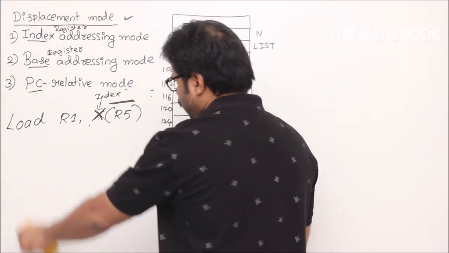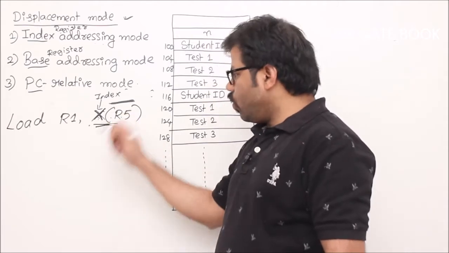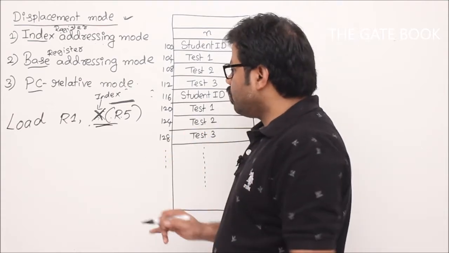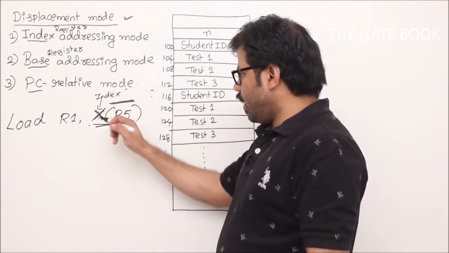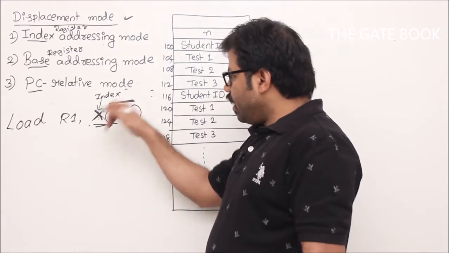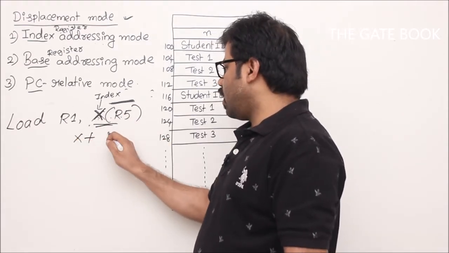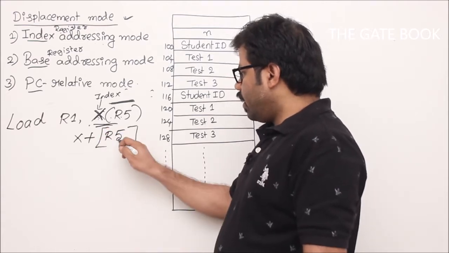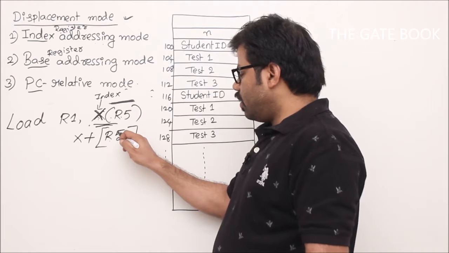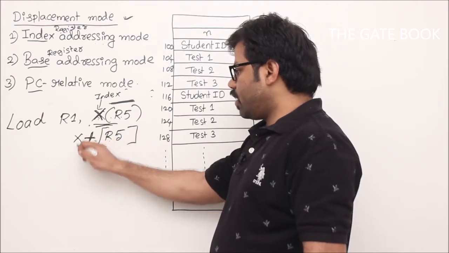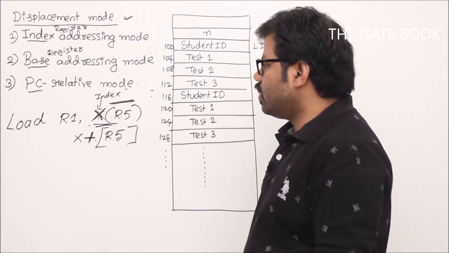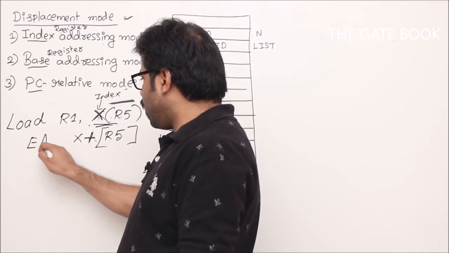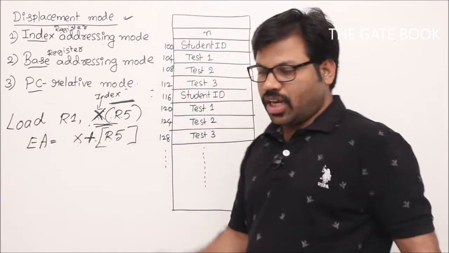What is the purpose of this one? I will tell you. And whenever you write it like this, what is going to happen? One more thing I have forgotten to tell you. Whenever I write X of R5, the meaning of this is adding X plus R5. The content of R5 will be taken and added to X. So that is the meaning of X of R5. That means the effective address here is nothing but X plus R5. That is what I would like to tell you.